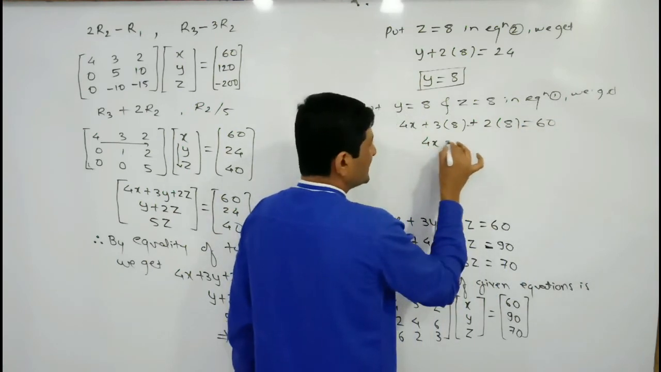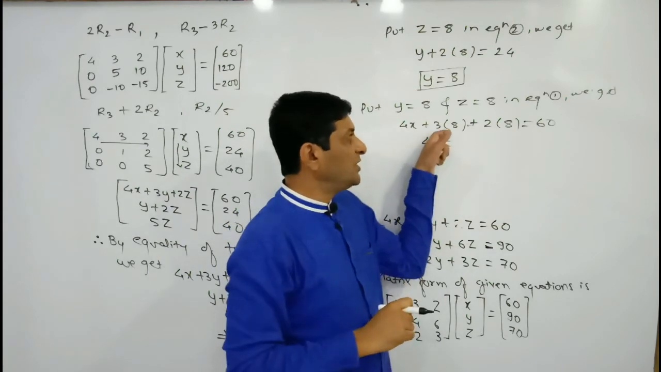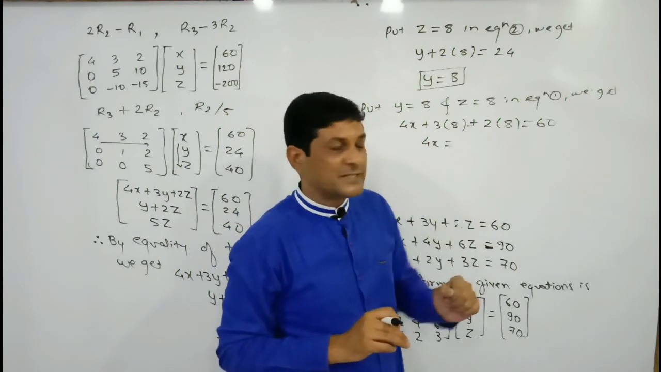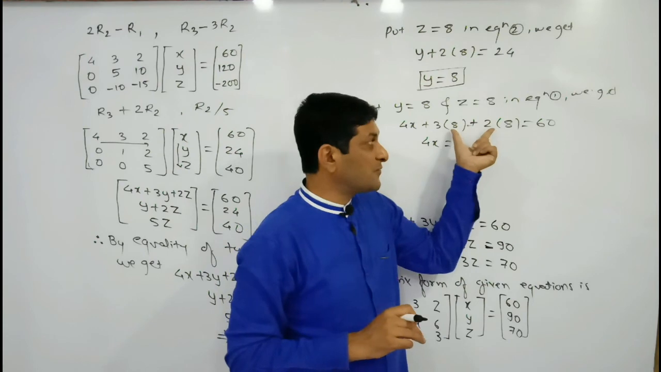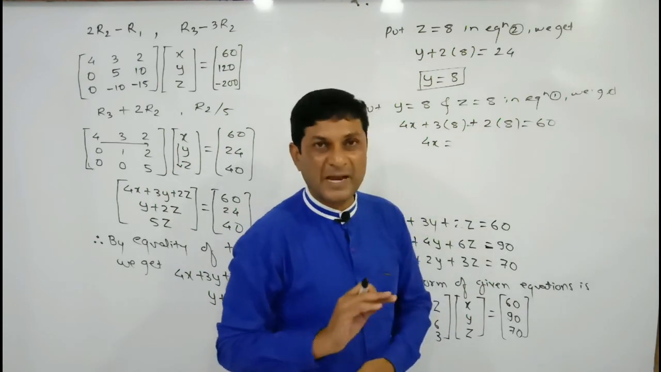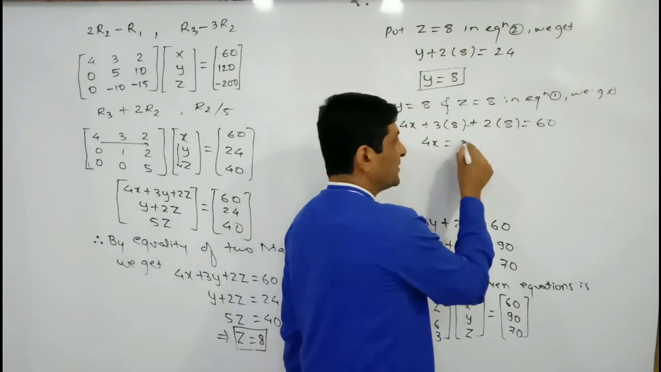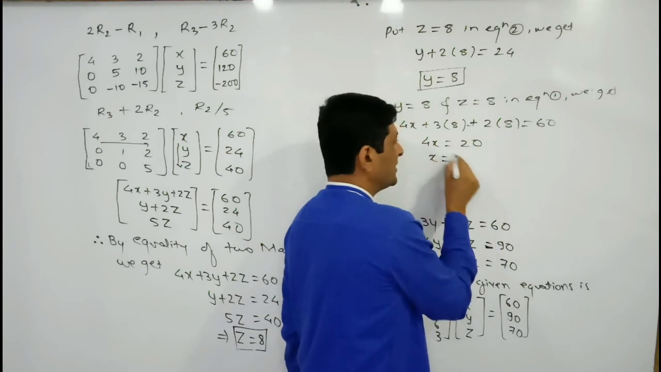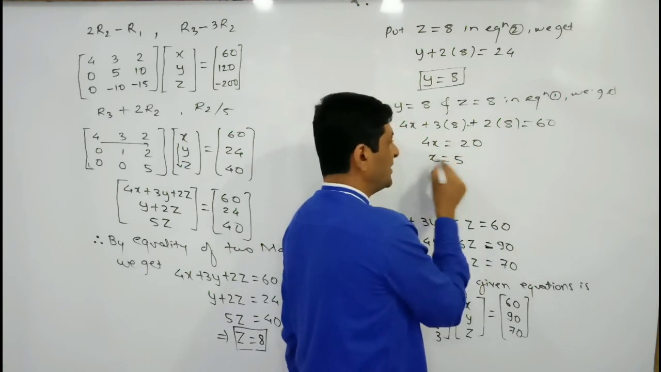So 4x is equal to, observe here, 3 into 8 is 24 and 2 into 8 is 16. 24 plus 16 is plus 40. Plus 40 on this side will become minus 40. So 60 minus 40 will be equal to 20. So x will be equal to 20 upon 4, which is equal to 5.